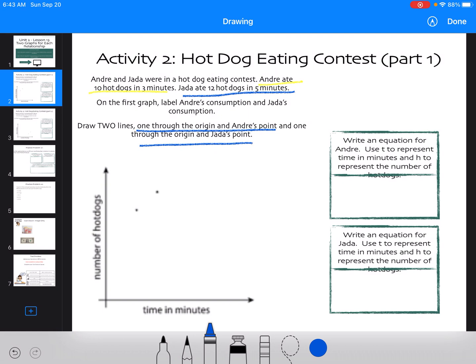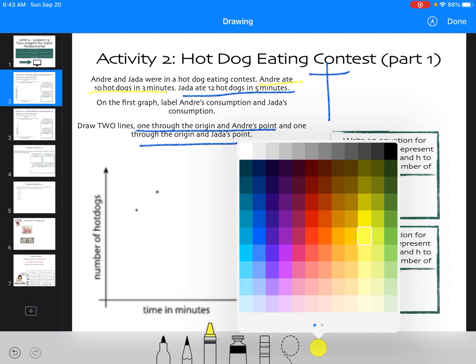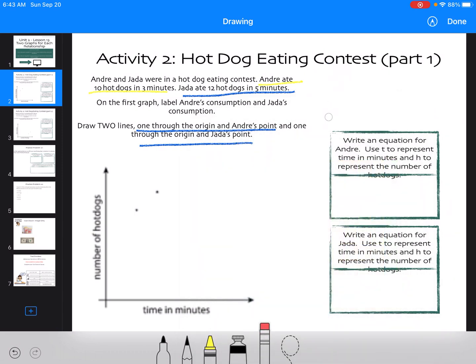Okay, so I've got to see who's eating faster. Let me change back to yellow. The only reason I'm doing that is so that you guys can tell what I'm doing. I know time is the x-axis, so it's going to go on this side, and hot dogs is going to go over here. So 3 and 10. So in 1 minute, Andre eats 1 and 3 repeating hot dogs. So 1.333. Then I'm going to change back to blue.